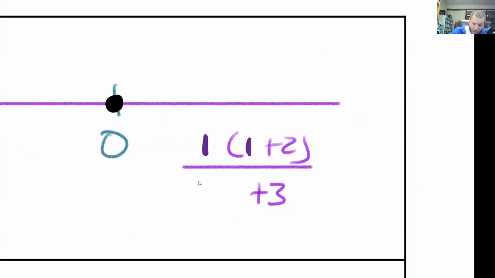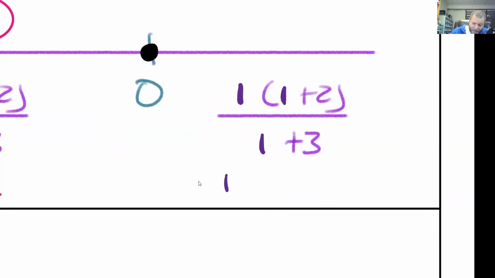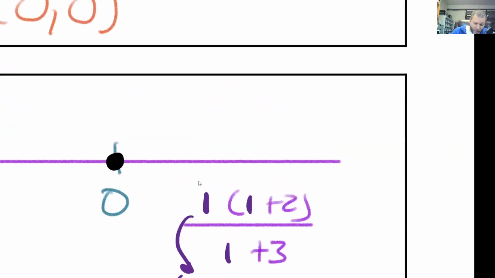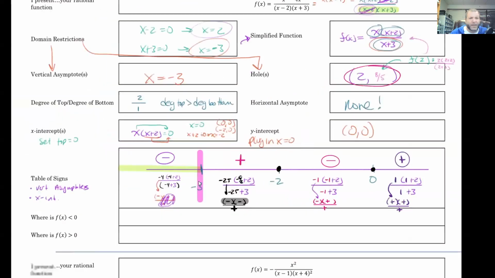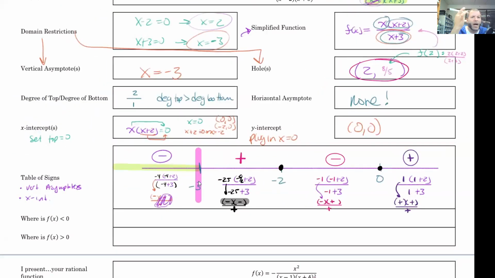Right? So I'm going to get 1, 1, and 1. So that's going to be a positive number because 1 is positive. 1 plus 2 is positive. 1 plus 3 is positive. All positives means that we're going to be positive over here. Right? So if the goal was to sketch this function, we'd have a little bit of a different problem, but we could use this table of signs to help us out.